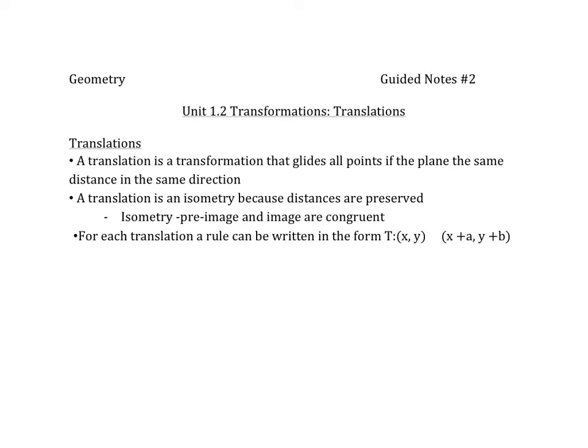For each translation, a rule can be written in the form T, where the capital T stands for translation, and then we take every point (x, y) and map it to a new point by doing (x + a, y + b). And what we need in between is just a little arrow to indicate that this is a mapping.